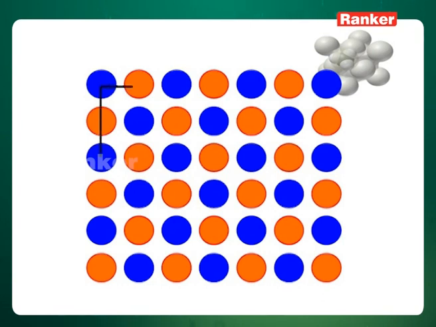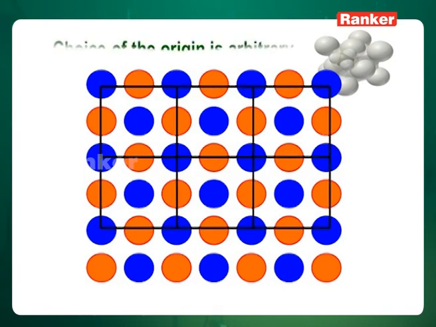Now, in that particular square, two-dimensionally, the square connecting two blue colored balls via one orange colored ball, from one blue colored ball to another blue colored ball, is the unit cell. This unit cell in repetitive arrangement will form the whole lattice. This is the whole lattice.